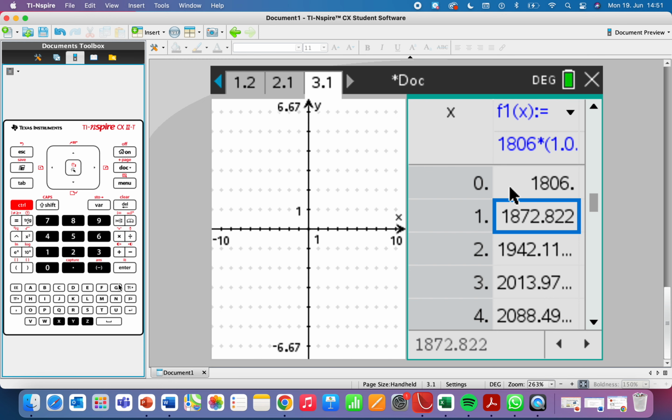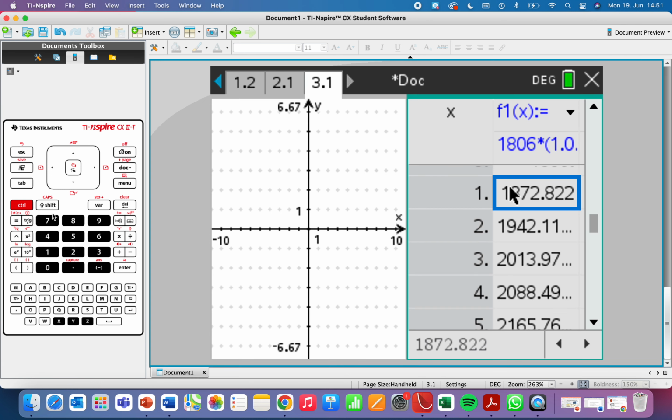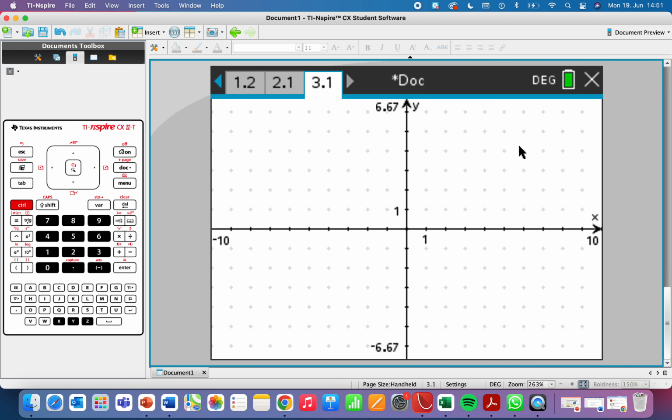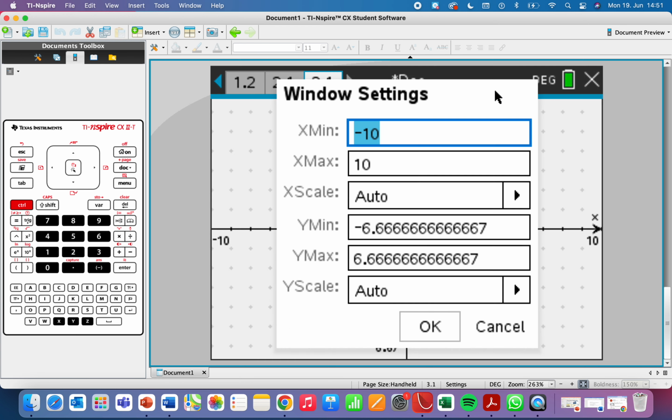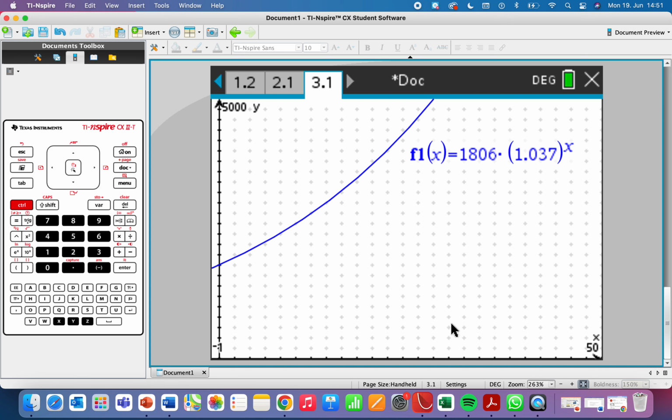So Control T to turn the table of values off. Control T to turn it on again. So let me get rid of it. And now I want to change the scale so I can see the graph. Menu, Window Zoom, Window Settings. The X, I'm going to go from -1 year, and I'm going to go up to maybe 50 years. And the Y, I need to go up to maybe 5,000. And here I have the graph already, okay? So you can see it's obviously growing really well. Those of you who know this function, 1.037 is actually a 3.7% growth per year. This is compound interest. This is compound growth.